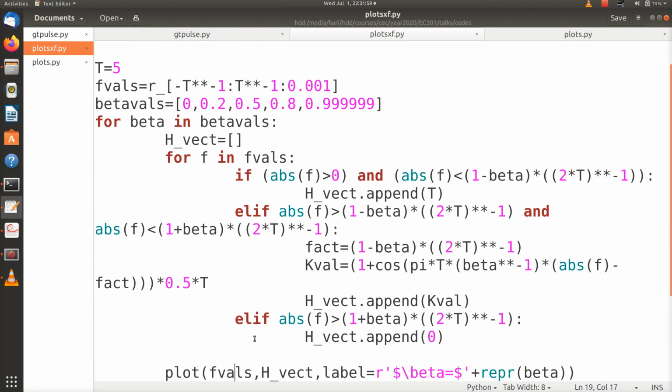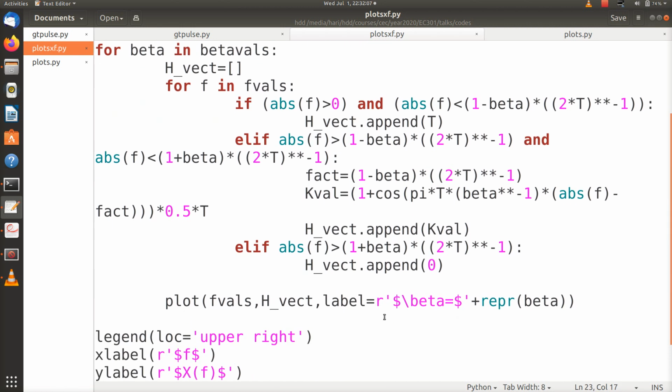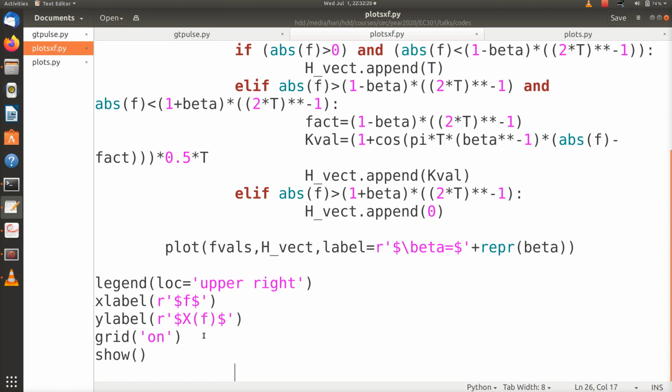So that is what I call capital H, that is my H(f), that H vector. I plot it against different frequencies, and I give the legend for different beta values. The repr is the actual value of beta. This r prime is for inserting the LaTeX symbols, and I give a legend and do this.